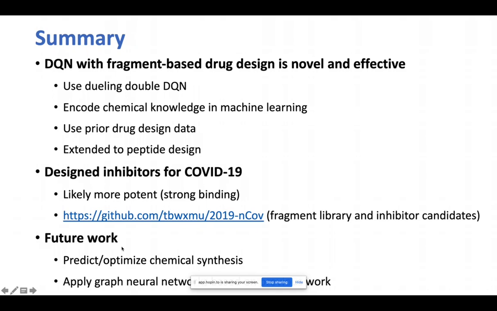And for future work, we would like to design a better approach for predicting chemical synthesis, that is, to tell whether a chemical reaction is easy or hard. We also would like to integrate the graph neural network into this work. We have actually done this graph neural network for small molecules to predict properties of small molecules, for example, whether they can be easily dissolved, etc. And we see that graph neural network can be applied here also for better drug design.